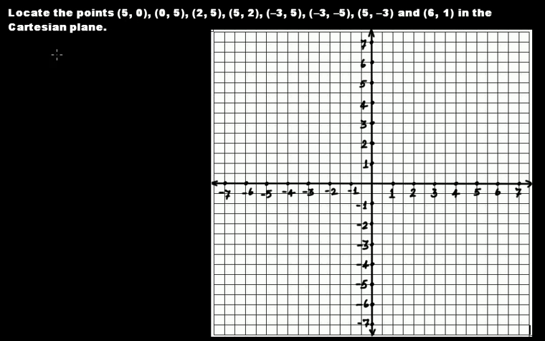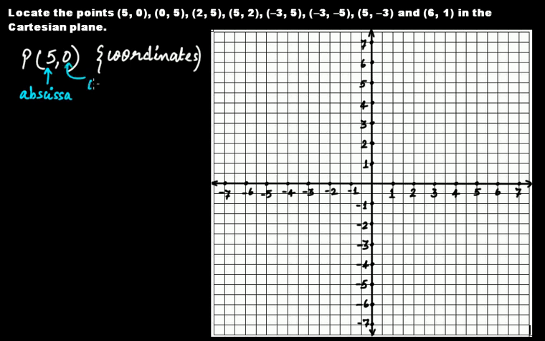The first point is 5, 0. Let's say that this is our point P. So the coordinates of point P are 5, 0, where this 5 tells you about the abscissa and this 0 tells you about the ordinate. That is, the ordinate is the value on the y-axis and the abscissa is the value on the x-axis.